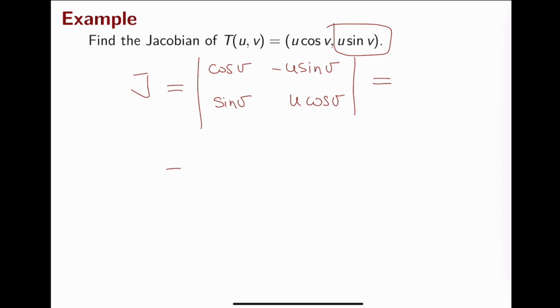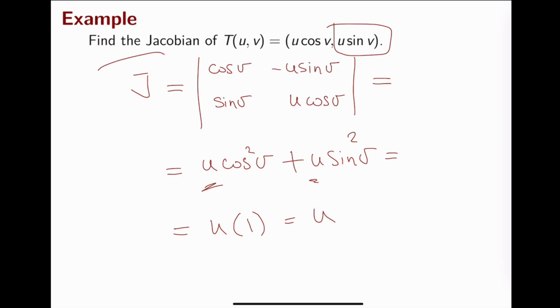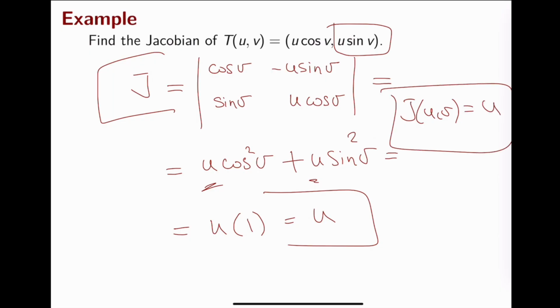Now we calculate the determinant of this, which is the multiplication of these two, u cosine square of v, minus the multiplication of these, which is minus u sine square of v. Now we have u as a common factor. This is u times cosine square of v plus sine square of v, which is 1, so this is just u. So the Jacobian of our change is just u. We can say J, which depends on u and v, in this case is equal to u.